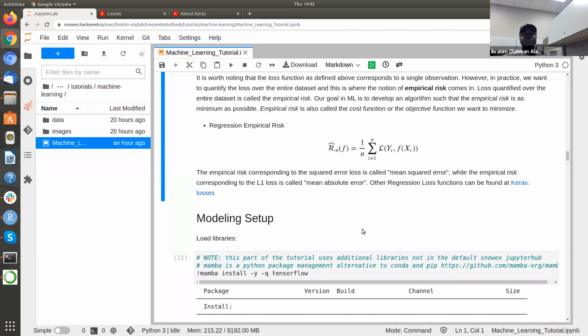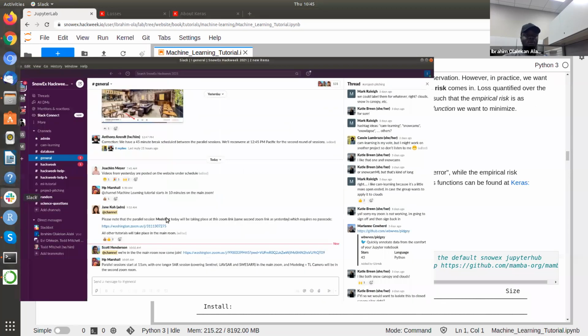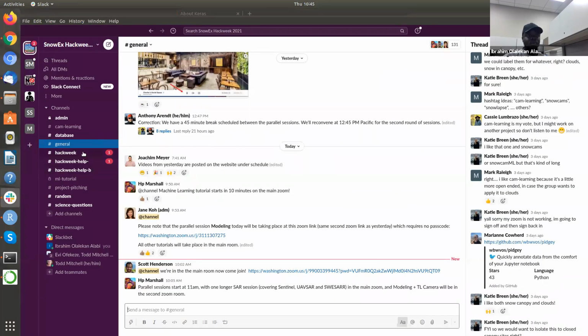So now the next thing is we'd like to do some modeling setup. But before going to modeling, I would like to check Slack if there are questions.